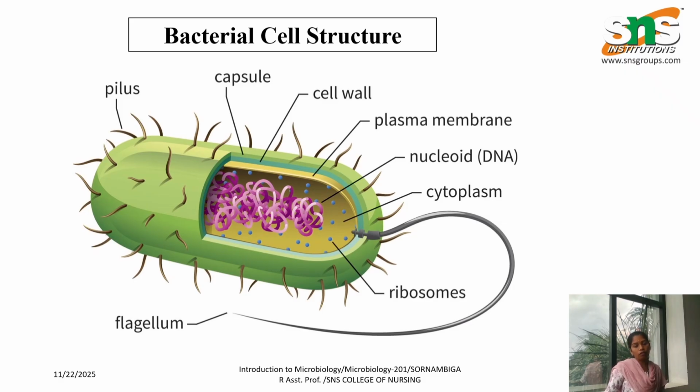In this bacterial structure, we saw pili, capsules, cell wall, plasma membrane, and nucleotides, whether DNA or RNA, cytoplasm, ribosomes, and flagella. These are present in the bacterial cell.